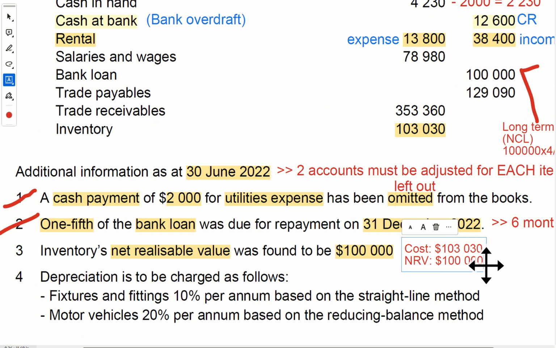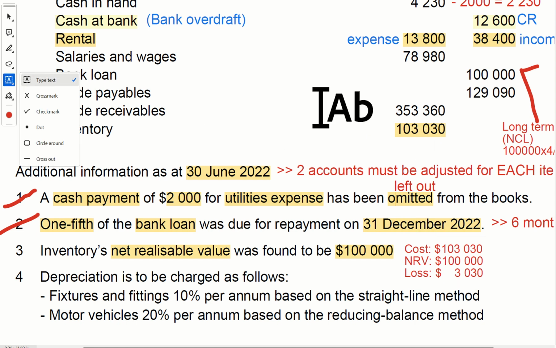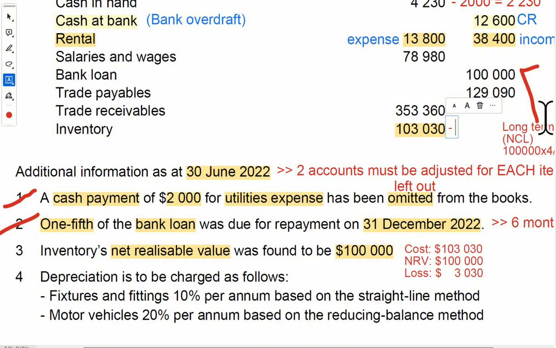Now, if you can only sell the asset for 100,000, you have immediately made a loss. And the loss is $3,030. Your inventory is no longer worth $103,030. It's only worth 100,000. So the two accounts that you must adjust: you go to inventory and you are going to minus $3,030, minus away the loss.